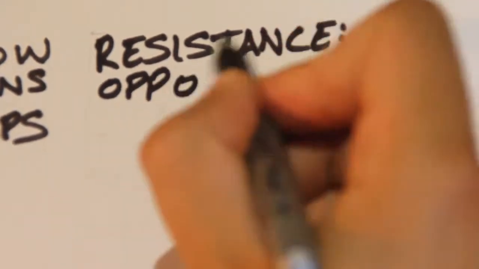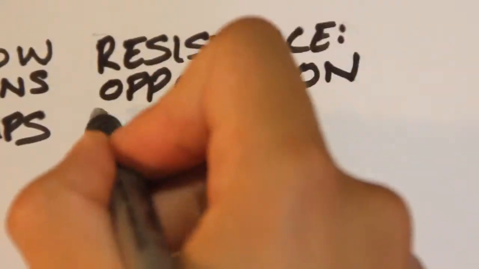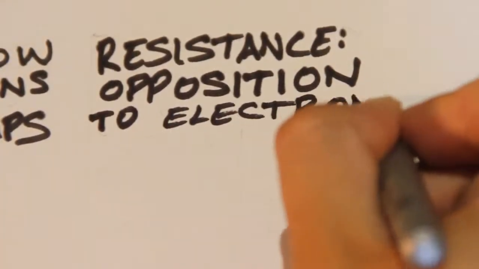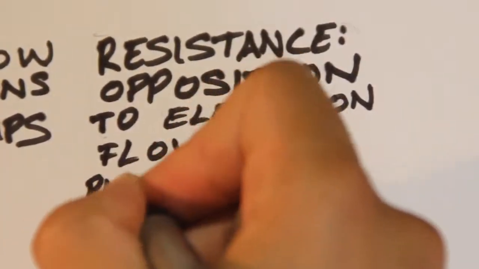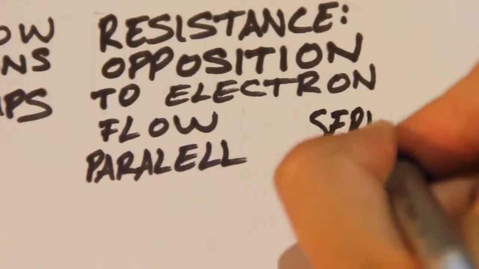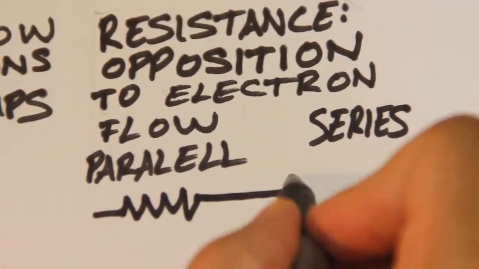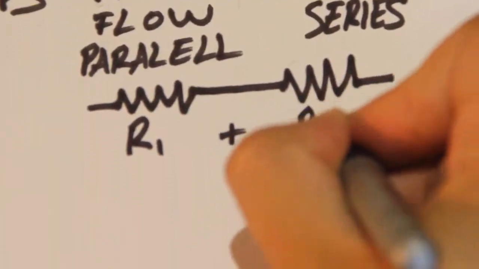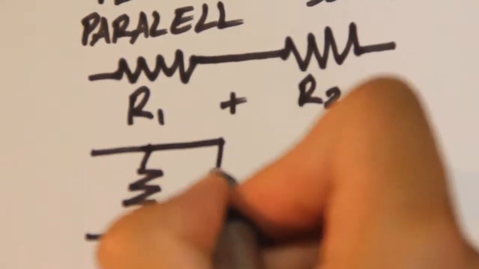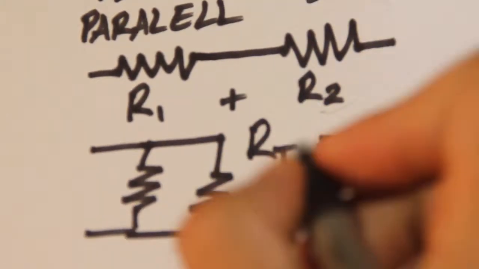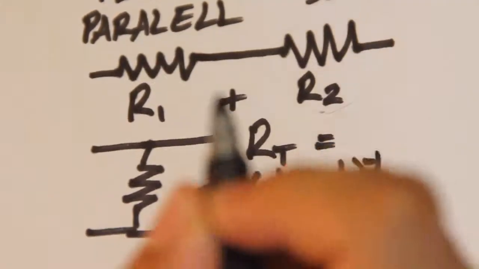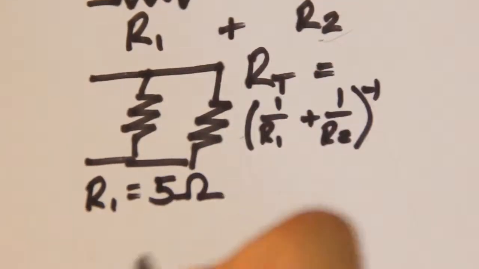Resistance is the opposition to electron flow, usually in the form of resistors in the circuits we use. It could be in parallel or in series. Series are easy to add. You just add them straight as they are, R1 plus R2. In parallel, however, the formula is 1 over R1 plus 1 over R2, inverse, is R total.